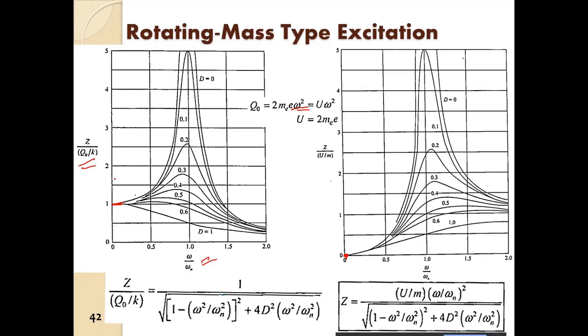Here you see it is in this range. This is a normalized curve, so that is why it is similar. It is normalized for the displacement, displacement by displacement. And this is also a factor, so it is magnification factor versus frequency factor.